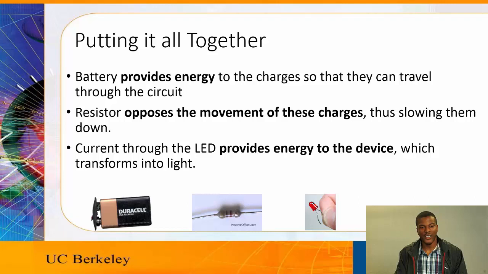The battery provides energy so that the charges can move through the circuit. The resistor opposes the movement of these charges, thus slowing them down and preventing your LED from burning out. The current through the LED provides the energy to the device, which transforms into light.